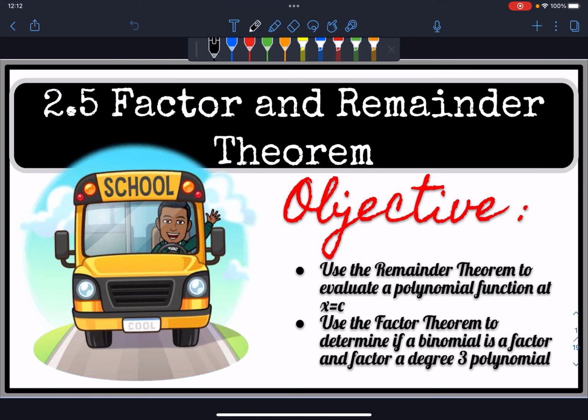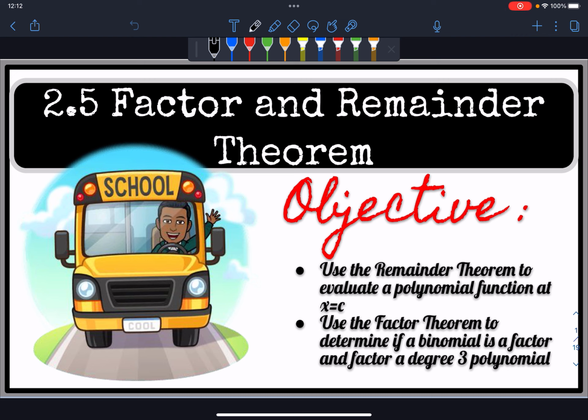Hello class. In lesson 2.5, factoring, the factor and remainder theorem, what you're going to learn here is how to use the remainder theorem to evaluate polynomial functions at x equal to a constant. And you'll also learn to use the factor theorem to determine if a binomial is a factor and factor a degree 3 or 4 polynomial, and then completely find the other remaining factors of a polynomial.